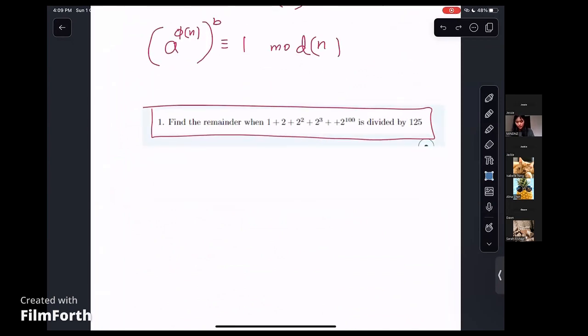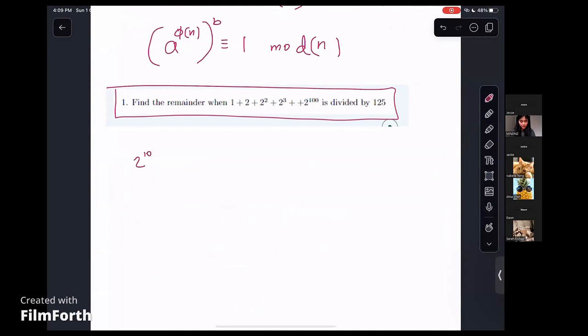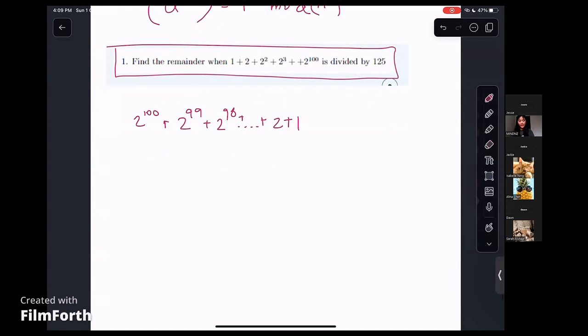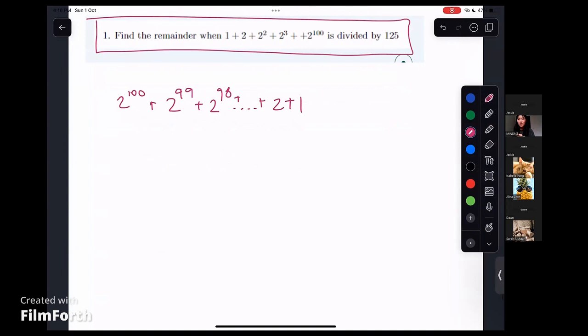First, this is a really long chain of values. By itself it doesn't look like it has anything to do with Euler's theorem or Fermat's little theorem, because the numbers are really big and it's addition, which is something we're not familiar with. But if you are a bit more familiar with geometric sums, or you've just seen it a lot, we can actually express it like this.